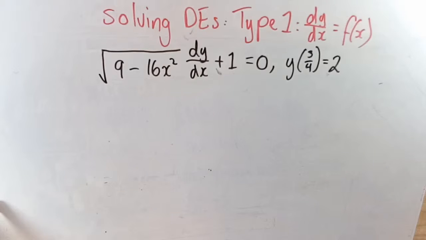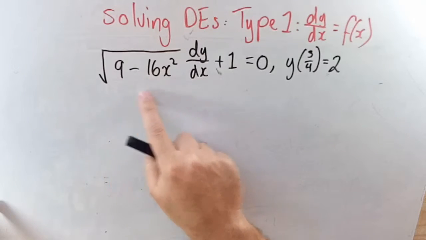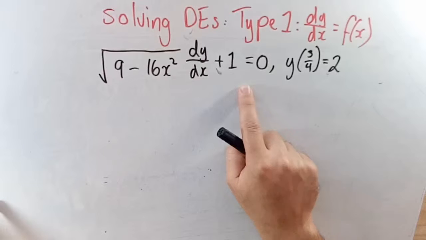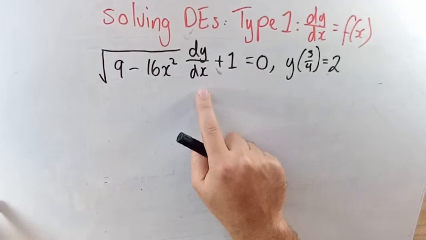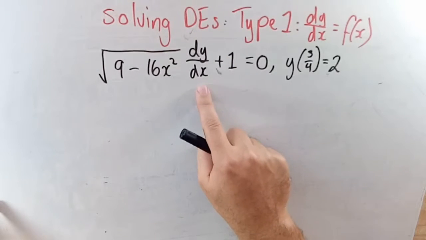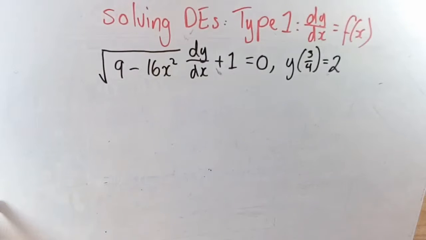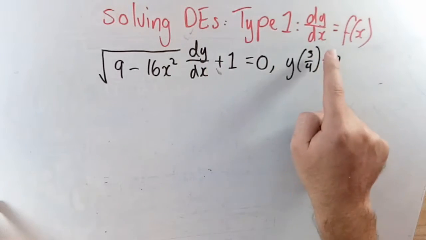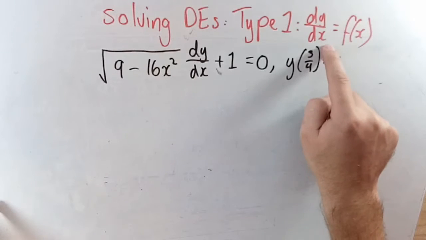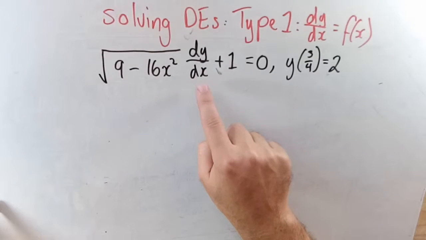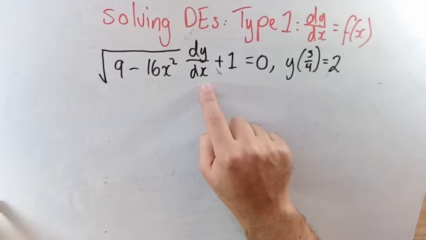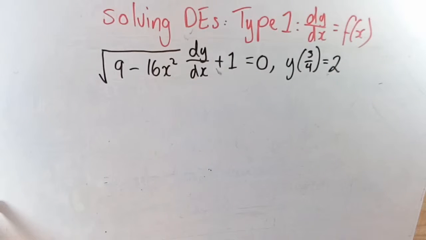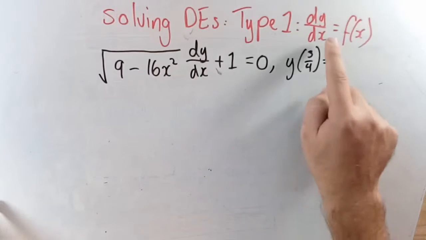Okay, now we're going to try and solve this differential equation. We're trying to find a function of y as a function of x. First thing, this is a type 1 differential equation. It's a first order differential equation because it's only got the first derivative of y in it.